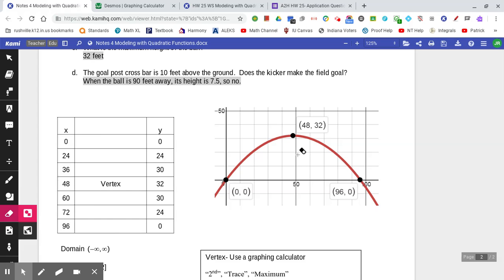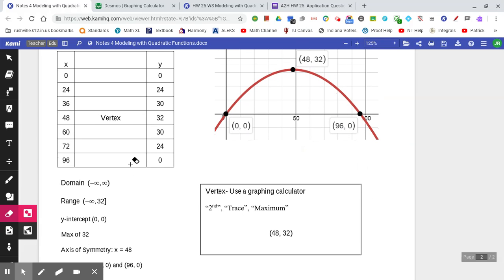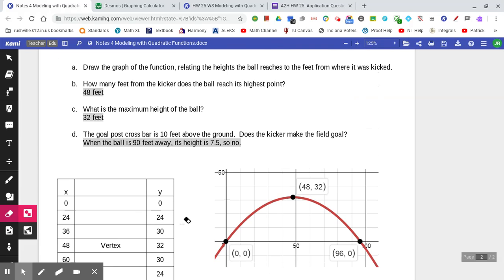I include my vertex, okay, and then analyzing it, my domain is all real numbers, negative infinity to infinity. My range, since the graph opens down, it's talking about a football, it goes up in the air and comes back down. It's a very common type of a problem. It means it goes from negative infinity to positive 32. Where does it cross the y-axis? Where does it cross the x-axis? Those can be just pulled off of Desmos. The maximum value, the maximum height that the ball reaches is 32, and the axis of symmetry is at 48.